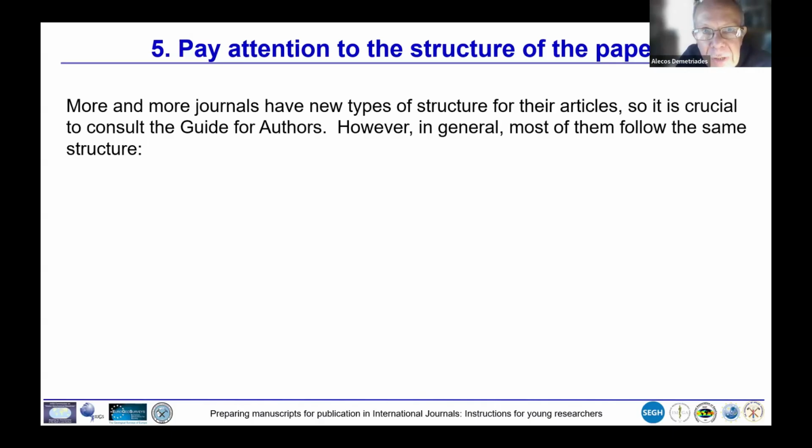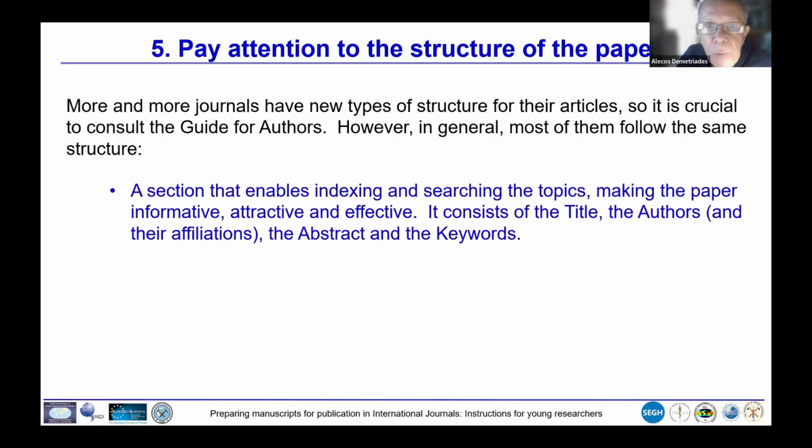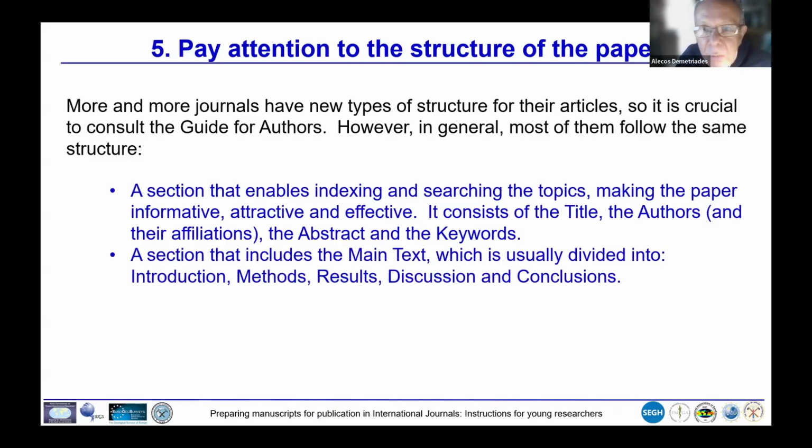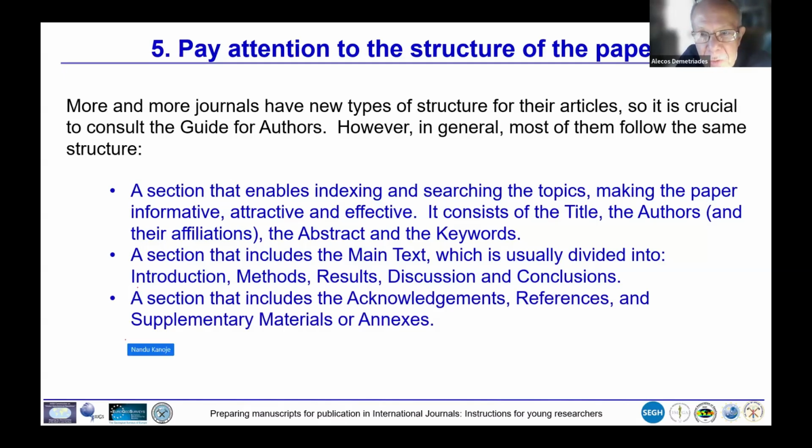Pay attention to the structure of the paper. More and more journals have new types of structure for their articles, so it is crucial to consult the guide for authors. However, in general, most of them follow the same structure. A section that enables indexing and searching for the topics, making the paper informative, attractive, and effective. It consists of the title, the authors, and their affiliations, the abstract, and the keywords. A section that includes the main text, which is usually divided into introduction, methods, results, discussion, and conclusions. A section that includes the acknowledgements, references, and supplementary materials or annexes.